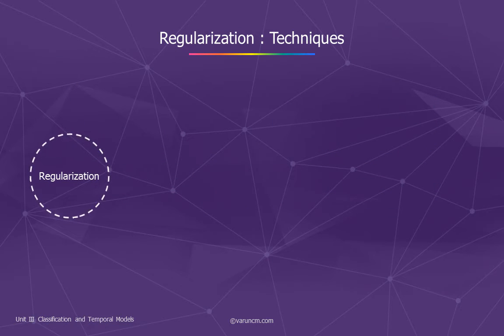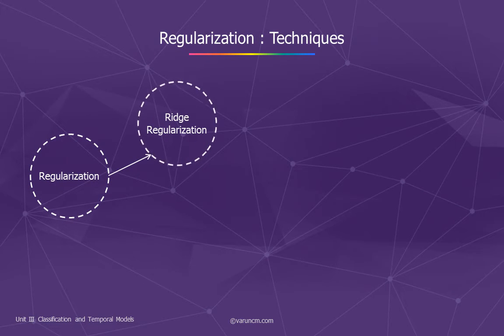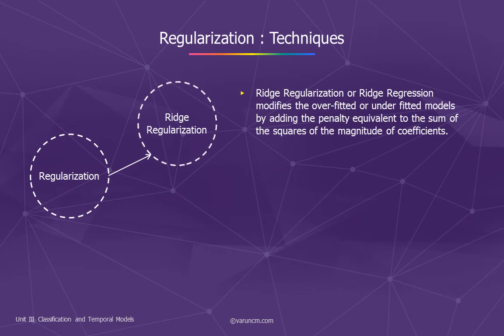So next we are going to see various techniques which are used in regularization. There are two different techniques. Let us see. The first technique of regularization is ridge regularization, or we can call it ridge regression. This modifies the overfitted or underfitted models by adding a penalty. Both techniques which we are going to see here will be adding a penalty, but the calculation behind this penalty will be different in each technique.